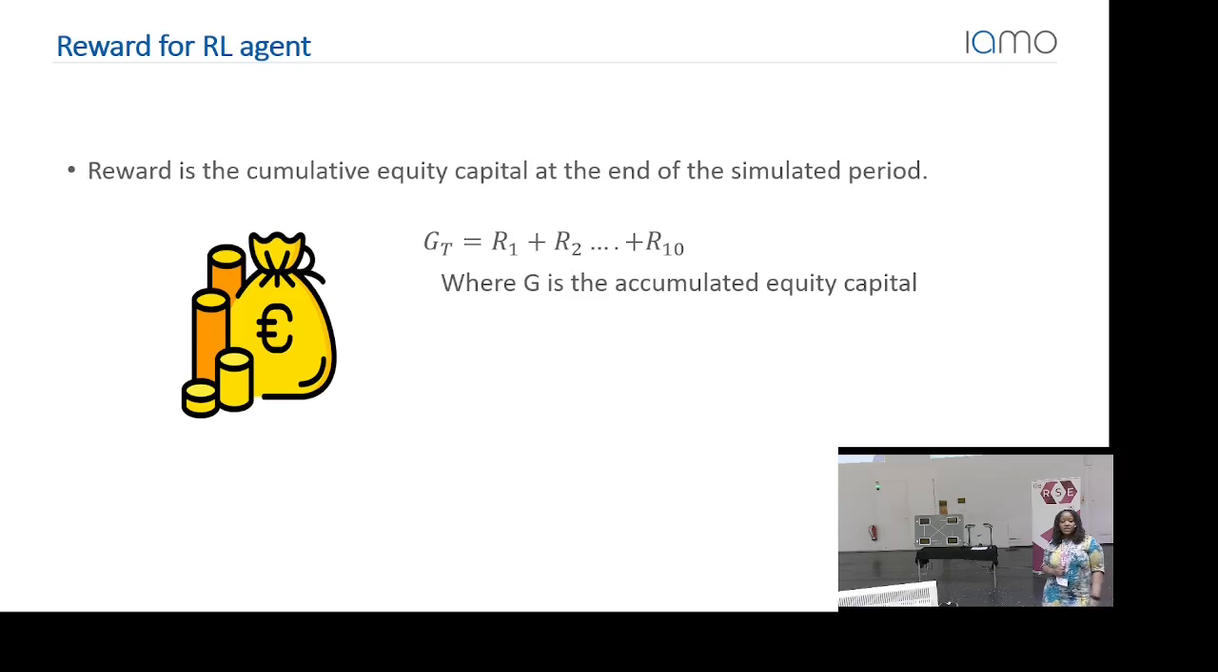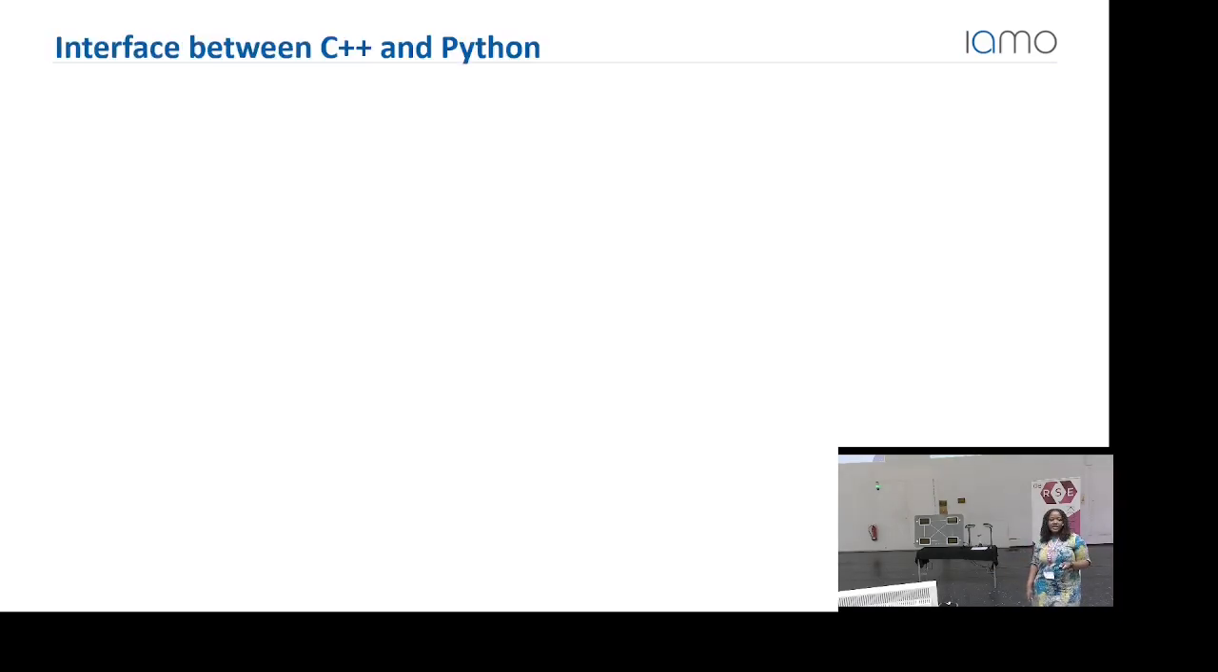For the reward, we use the cumulative equity capital. So we look at it at the end of the simulation iteration, which is normally 10 years. The reason for this is that we don't want the farms to game the system. This is a long-term, not short-term measure, so you can't just look at maybe profit for 1 year; we need to look at the whole period.